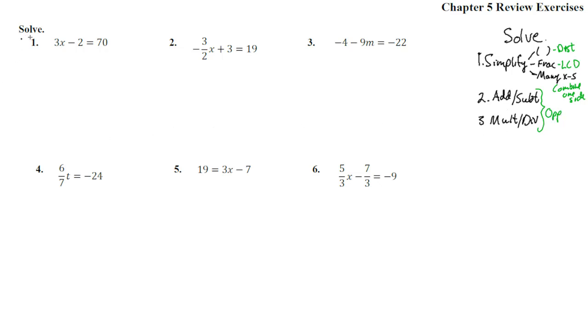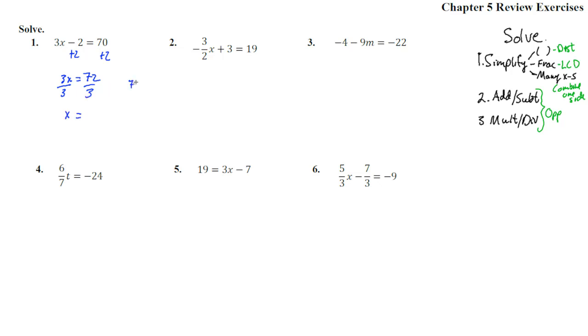All right, number 1. 3x minus 2. Do we have any parentheses? No. Fractions? No. Many x's? No. We're already down to step 2. Add 2 to both sides. And we have 3x equals 72. Step number 3, divide by 3. Divide by 3 to get that x all by itself.